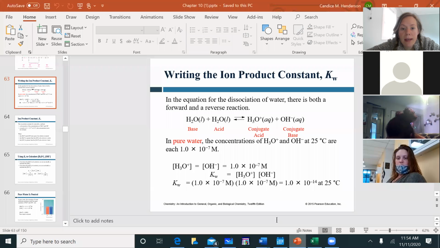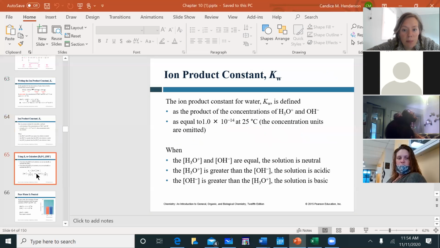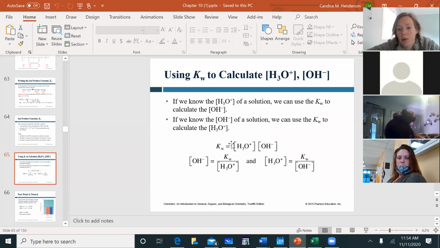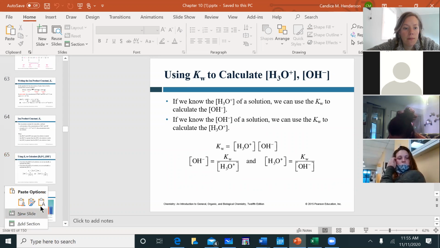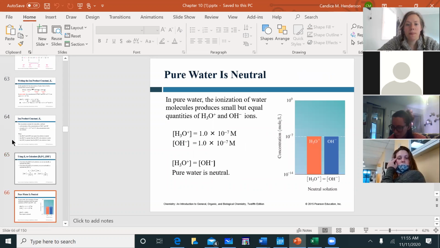So let's go sneak back into the slides just to use some of their examples. Here they have the equation. Here's Kw equals your acidic thing times your basic thing. You can rearrange this equation. Let's say we wanted to solve for OH. It would be our Kw divided by our H3O plus. Also true, if we wanted to find H3O plus, that would be Kw divided by OH. Okay, so those two equations, very, very helpful.